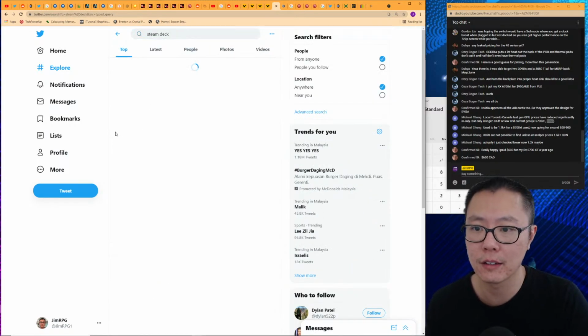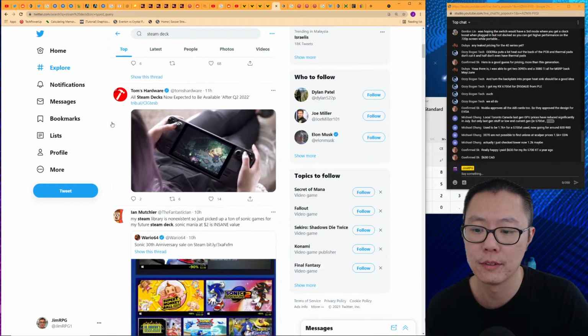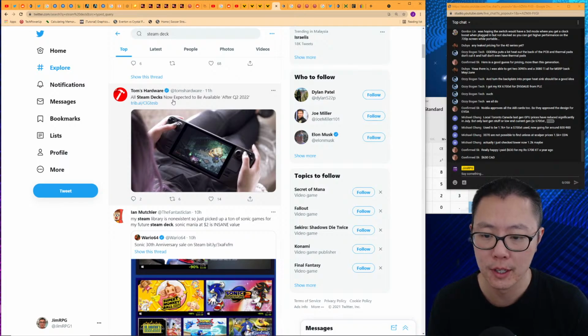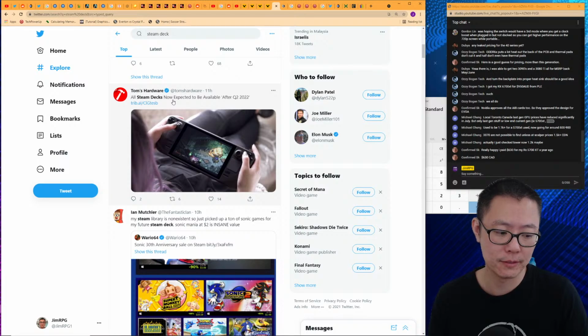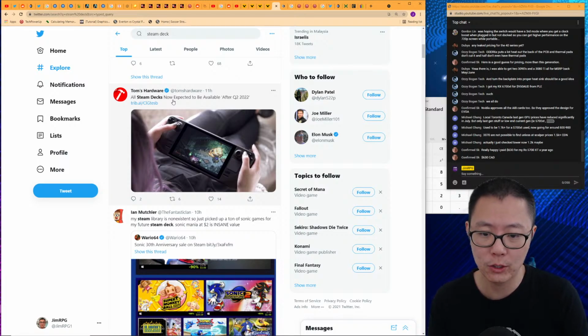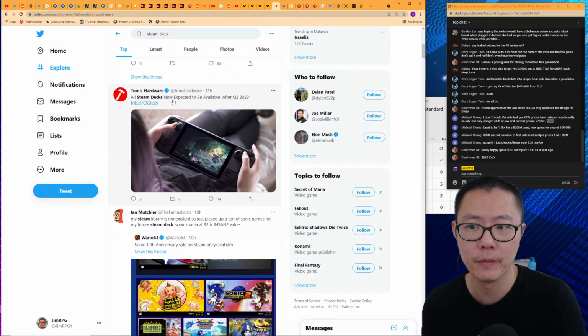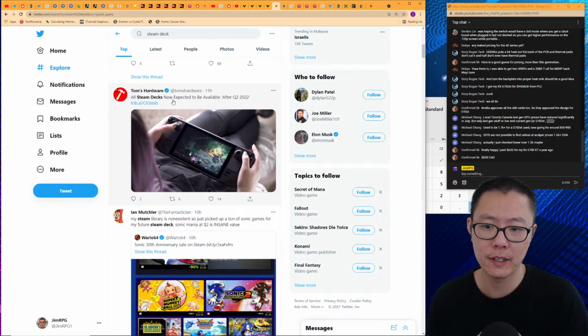I don't know if there's any other news. All Steam Decks now expected to be available after Q2 2022. So I don't know if you guys saw in terms of when you went to reserve your Steam Deck, but there were some Steam Decks as late as Q3 2022 for the 512 gigabyte model. So that's how far off it is.